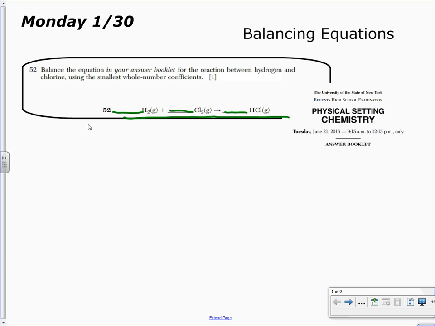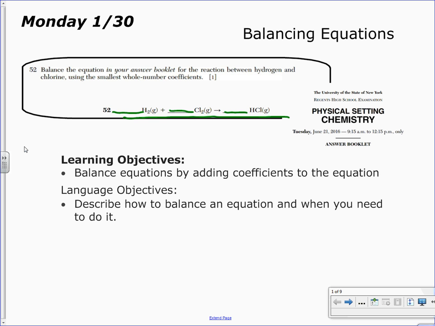In last June's Regents. Your goals for today, you want to do a couple things. So you want to be able to balance equations by adding in coefficients to the equation, and coefficients, just like in math class, those are the numbers you're adding in front. So we're going to be balancing these equations by adding in coefficients, and your language objective here is to describe how to balance an equation and when you need to do it.